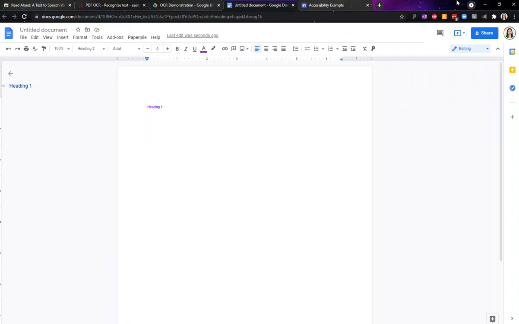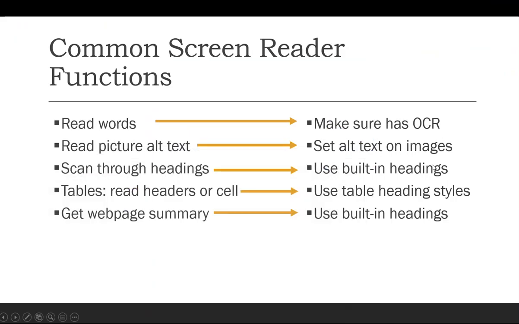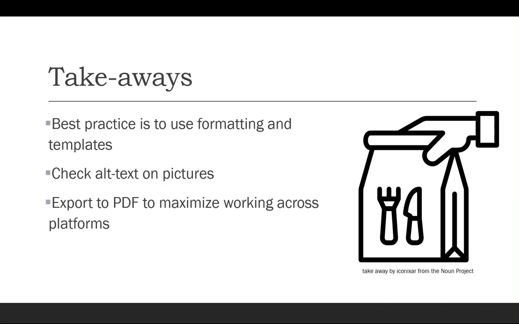So that is accessibility for screen readers. In summary, just use formatting and templates, easiest way. Check alt text on pictures, and then make sure to export to PDF. Thanks for watching.